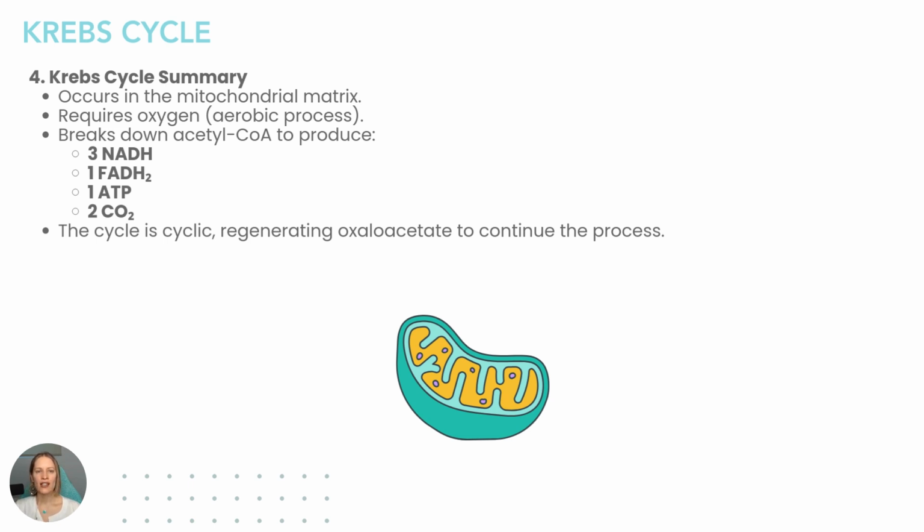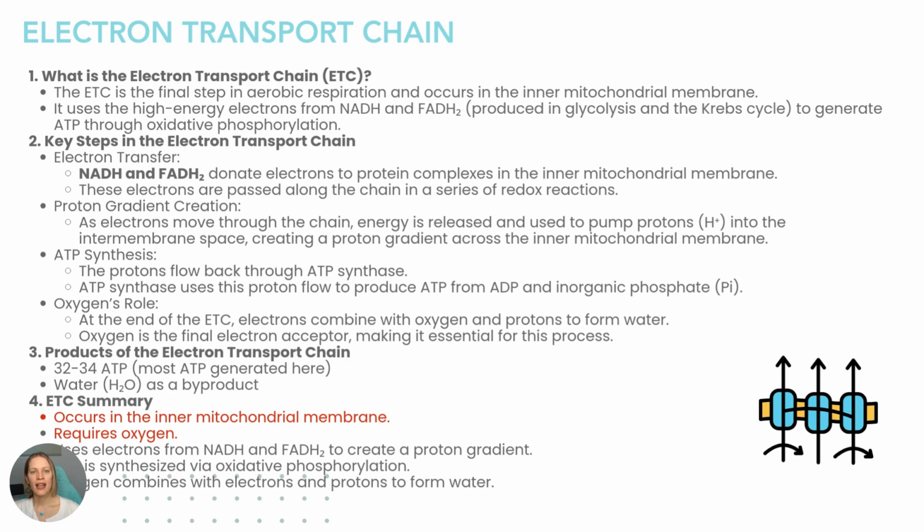Now, again, this occurs in the mitochondria. You need oxygen, and then it's further broken down. So, this cycle is a cycle and it keeps on being regenerated to continue the whole process again. So, this is the Krebs cycle. Now, the electron transport chain, the last step. So, what is this? This is the final step in the aerobic respiration and occurs also in the mitochondria.